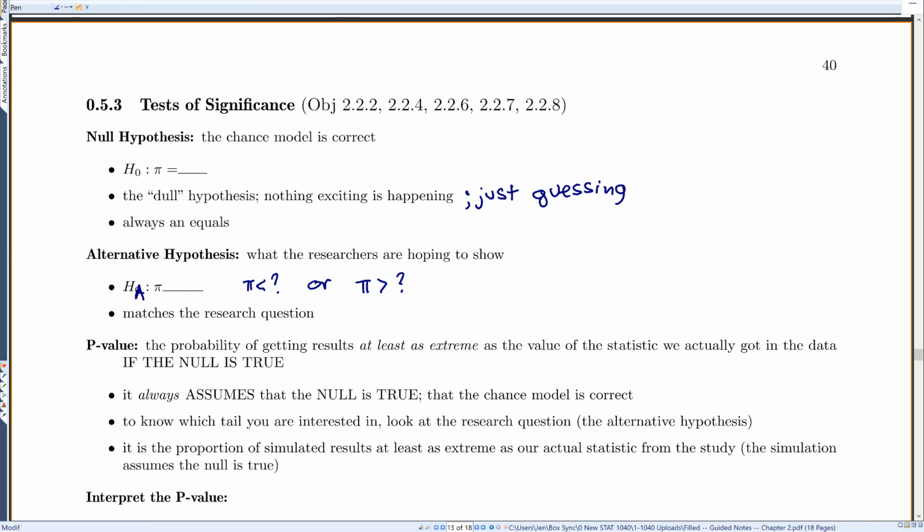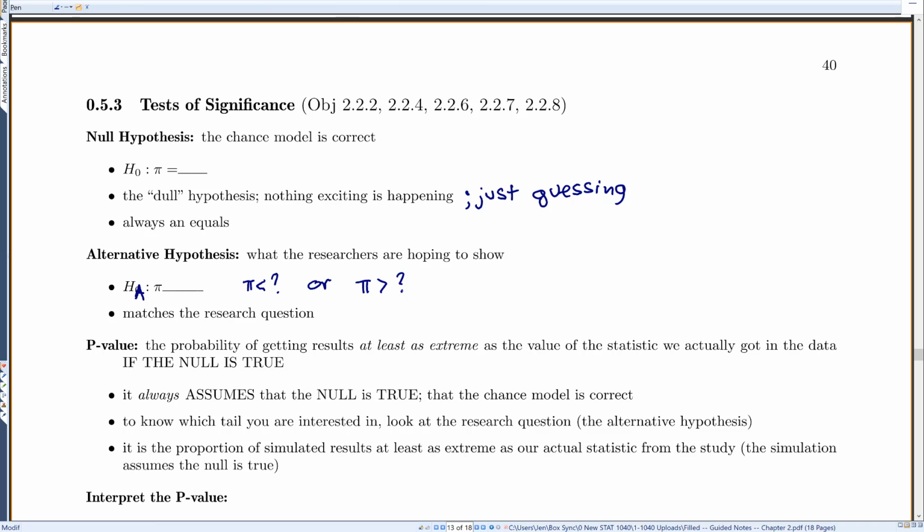It will match the research question to decide if it's less than or greater than, and we'll get a lot of practice on that. You can see p-value is always going to be the probability of getting our results at least as extreme as the value of the statistic we actually got in the data if the null is true. So it always assumes that the null is true, or that the chance model is correct, or that they're just guessing. Okay.